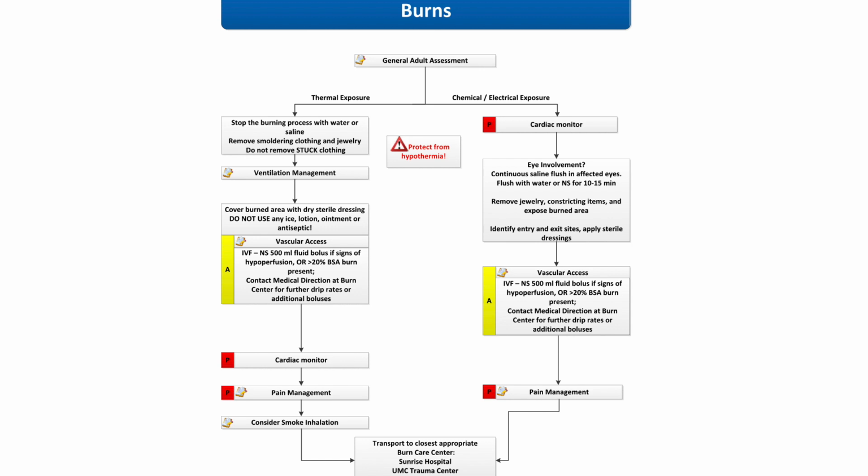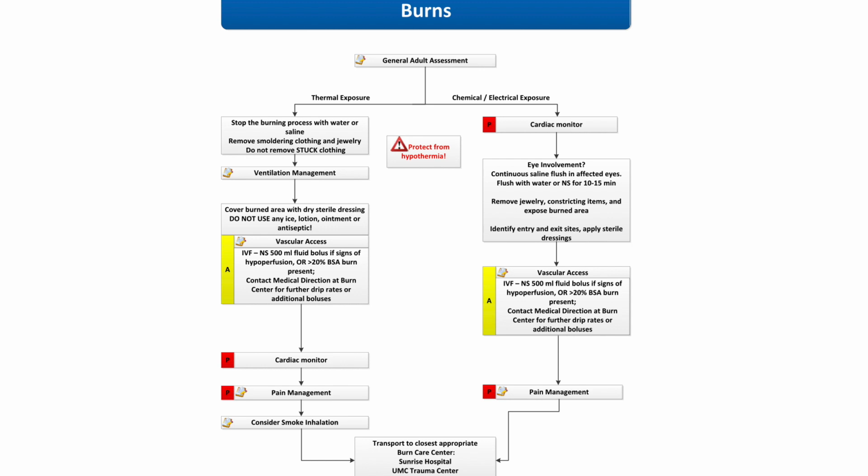If the patient needs ventilatory assistance, we're going to go to the ventilatory management protocol, and we do not want to cover the burned area with any ice, lotion, ointment, or antiseptic. We're only going to use a dry, sterile dressing. Advanced EMTs and above are going to initiate vascular access and are going to go with a fluid bolus.